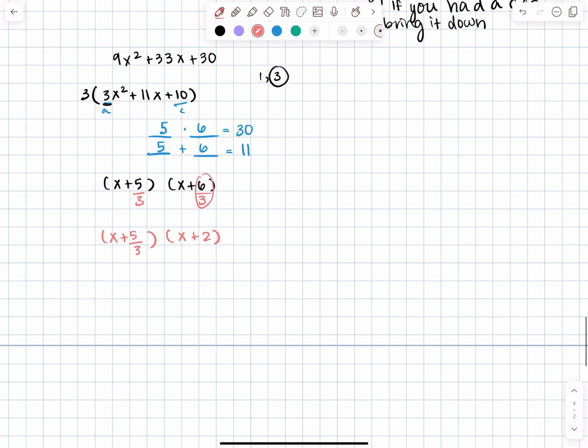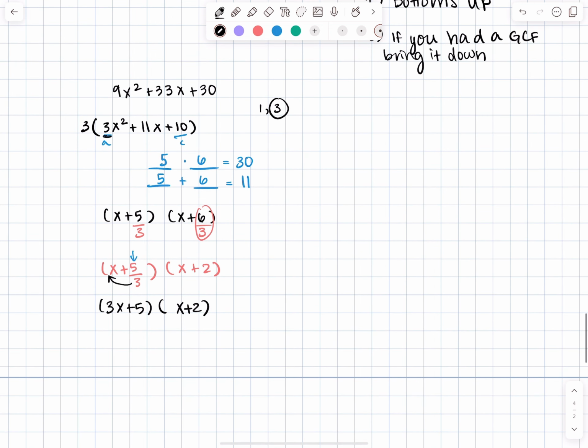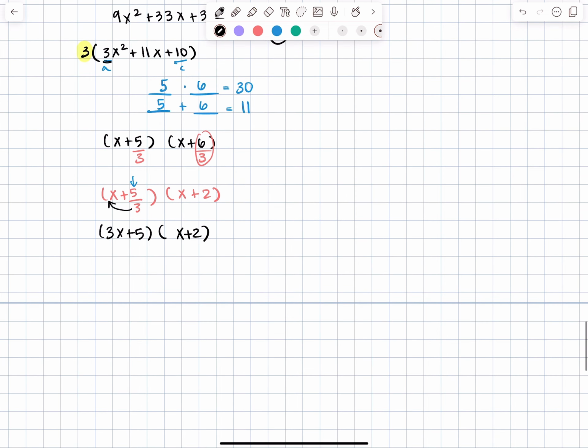Bottoms up, because we have a fraction over here, so we're going to have to use bottoms up. The 3 comes up, so 3x plus 5 times x plus 2. And now we can come to our eighth step. We had a GCF of 3 here, so we're going to bring it down. So we're going to have the number 3 right over here. And this is our final answer.